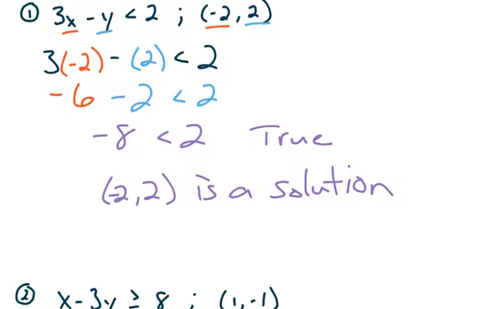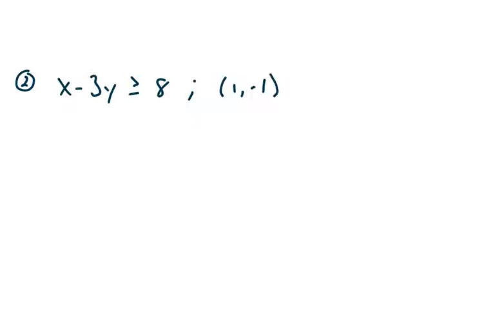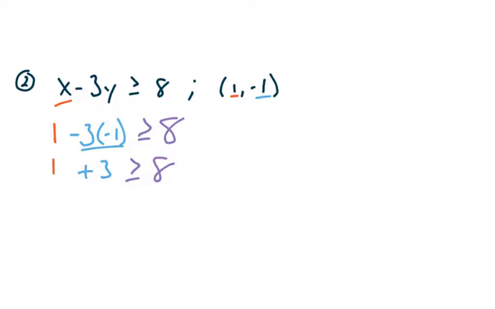Okay, let's try another one here. Number 2, x minus 3y is greater than or equal to 8, and the ordered pair is 1, negative 1. So my x value goes there, so it's going to be 1, and then my y value, negative 1, so minus 3 times negative 1. We're going to see if that is greater than or equal to 8. Negative 3 times negative 1 right here, negative times negative is a positive, so that's going to be plus 3. Then we'll have a 1. We're going to see if that's greater than or equal to 8.